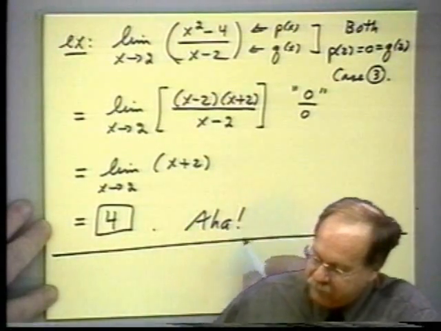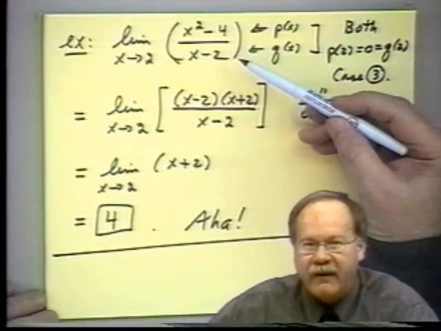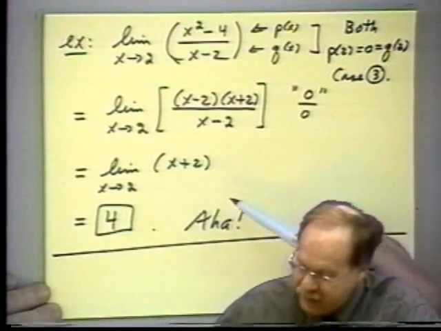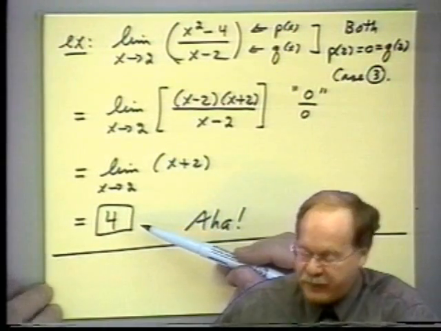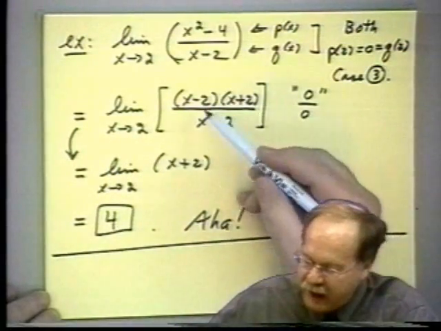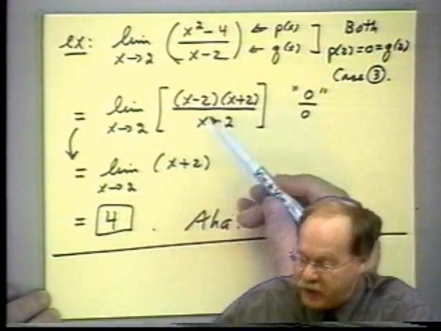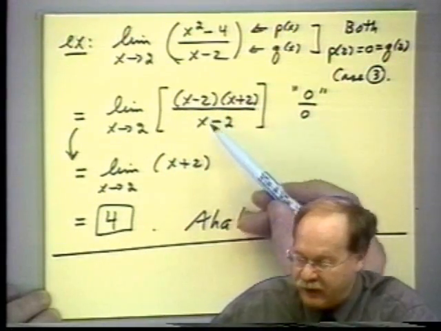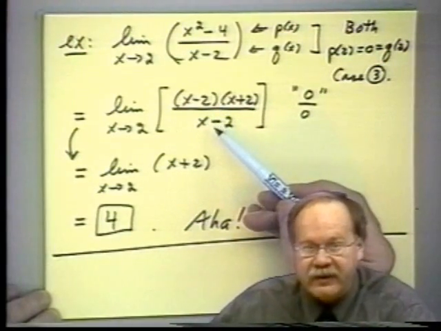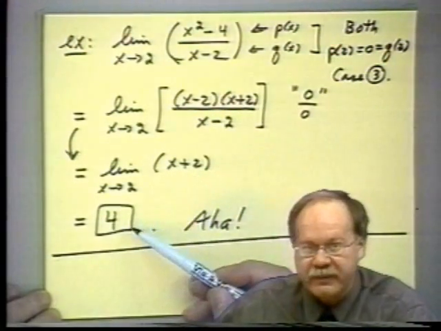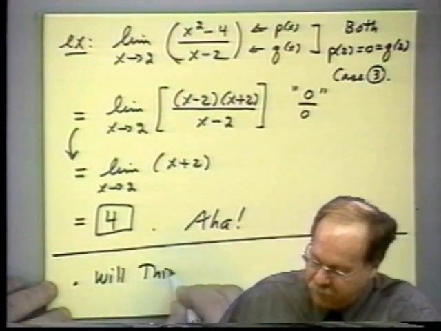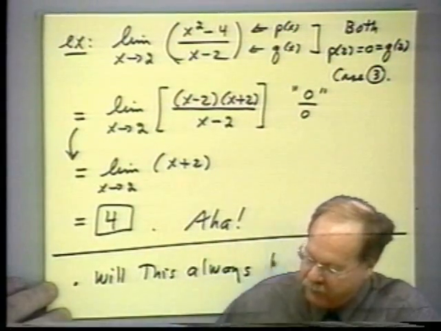Aha! We have taken what was apparently a function that had a limit of 0 over 0, which was indeterminate, and yet we determined it to be 4. How did we do it? We did it in this step using algebra, and our knowledge that as x approaches 2, it's never equal to 2, so this cancellation, as it's often called, but it's really x minus 2 over x minus 2 is 1, was allowed to happen, and because of that we were able to simplify this. Will this always happen?